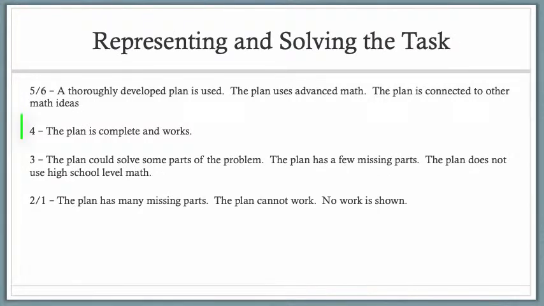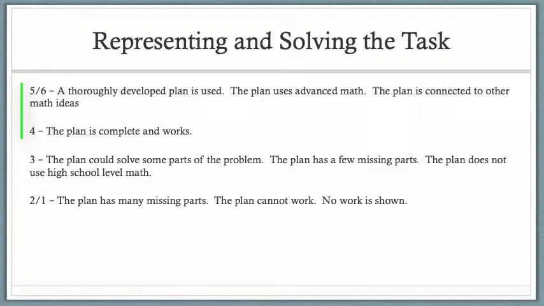Representing and solving the task. There's a little bit of overlap with understanding the task. Representing and solving it is kind of your process. Representing would be, what are you using to show how you're getting there? What math steps? Are you using equations? Are you using graphs? Are you using a chart? Are you using some sort of picture? Something that represents what's going on, and then showing the process of solving it.